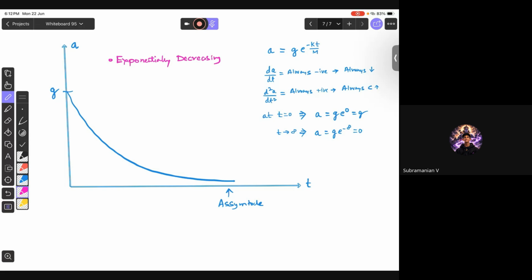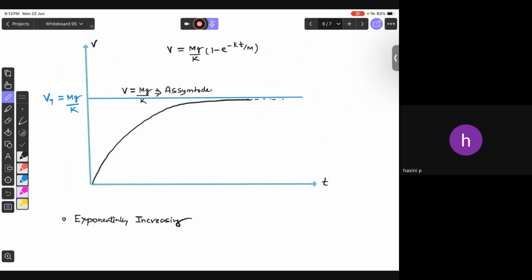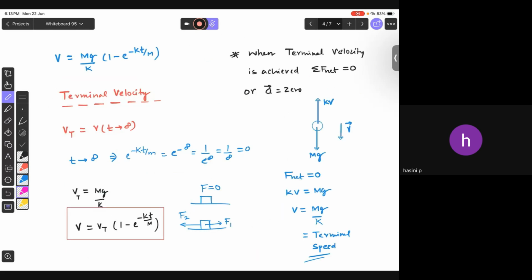Sir, I have a doubt. Tell me, yes. Sir, in the terminal velocity, you wrote t reaches infinity. Yeah, it is the velocity when t is infinity, so that is known as terminal velocity. After a long time, the velocity is going to have this much. And is that velocity constant or not?